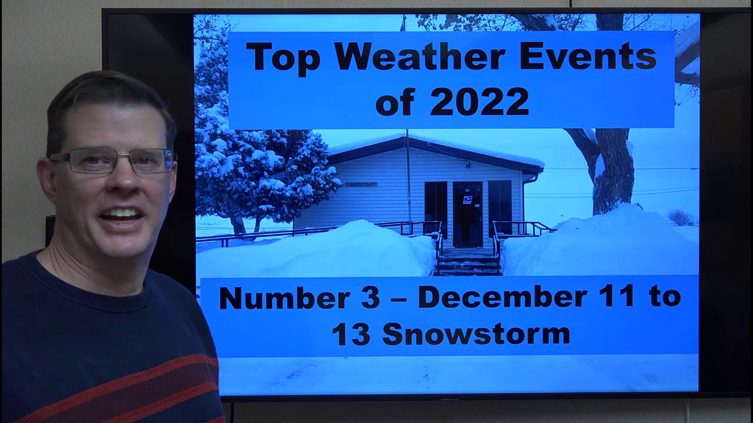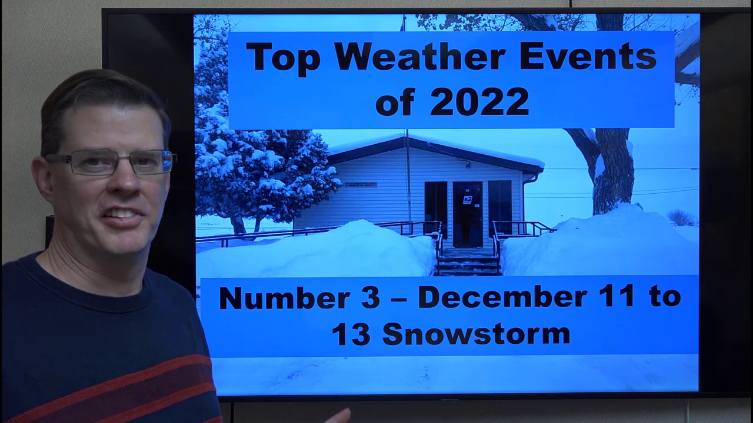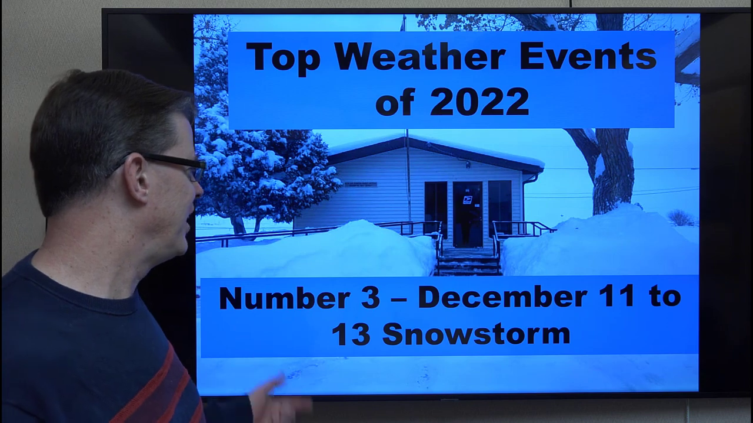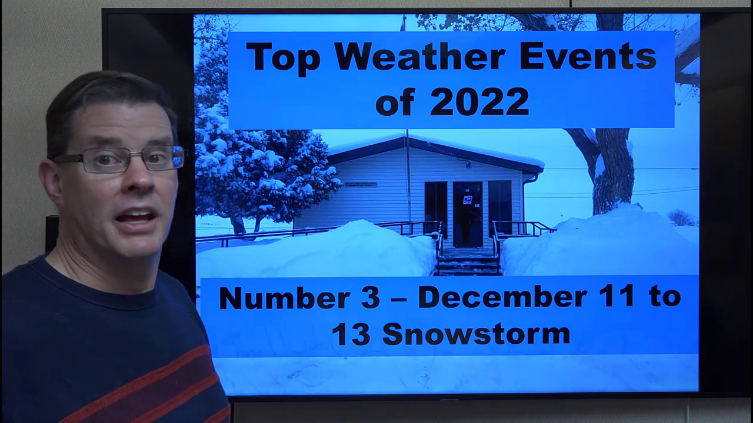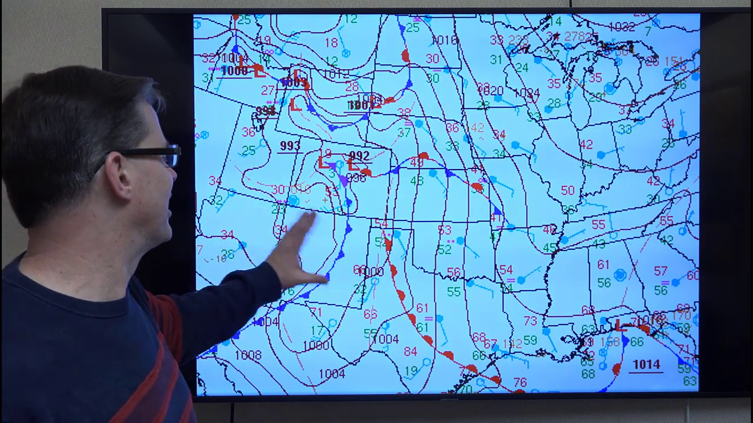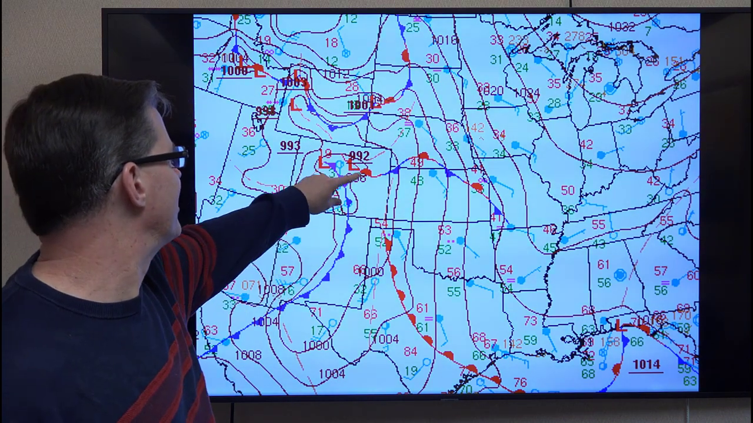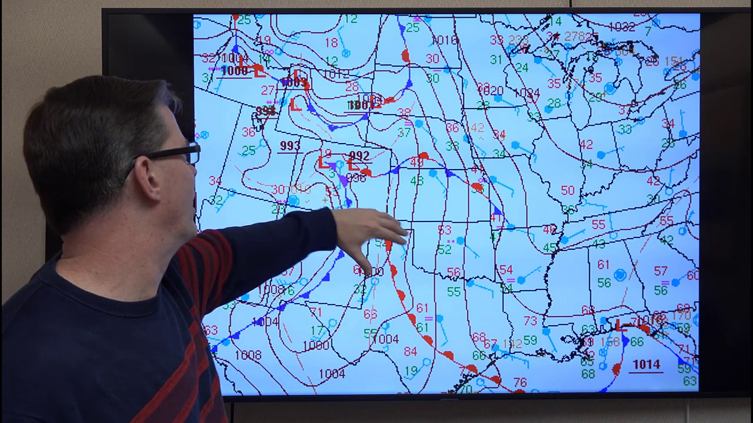We're up to number 3 now, the countdown of the top weather events of the year across western and central Wyoming. And number 3 is the pretty recent one, the snowstorm we had during the middle part of the month in December. Now let's start by taking a look at our surface chart here. You see we have an area of low pressure developing here.